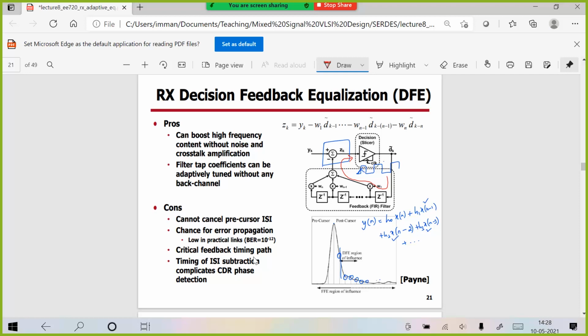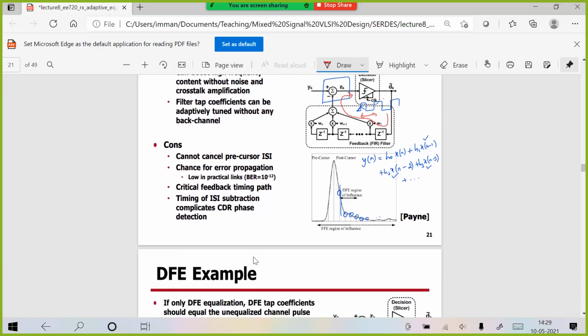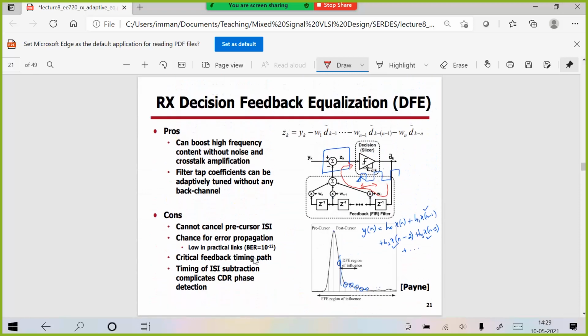You understood, right? So this multiplication operation, this addition operation, and again the subtraction operation and setup time, all this has to be completed within 1 unit interval. So that becomes your critical path, and it is quite tough. I mean, how the timing is going to be. Okay. And this DFE tap coefficients, right?